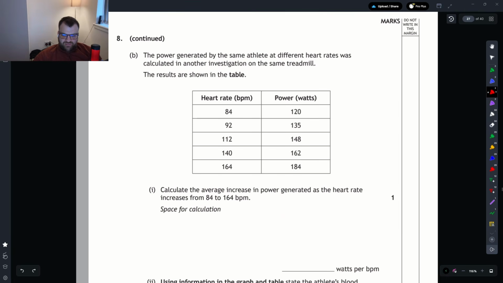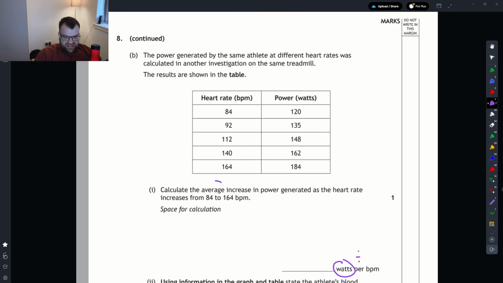Next up, we are asked for the average increase in power generated as heart rate increased from 84 to 164. Okay, now the units are going to help me here, hopefully, where it's watts per, and per means divide, and then it's by your heart rate.